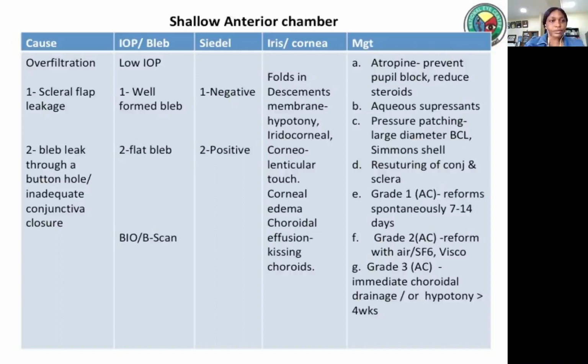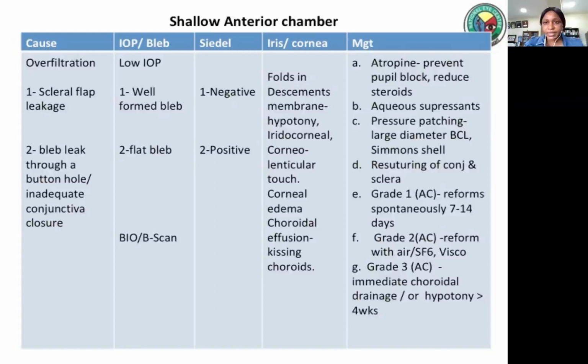Now, overfiltration can be due to scleral flap leakage. If there's scleral flap leakage, there will be a well-formed bleb, and the Seidel's will be negative. But if it is due to a bleb leak from a buttonhole that was not noticed and closed during the surgery, or if the conjunctival closure was not watertight, then you will notice that there will be a flat bleb and there will be a positive Seidel's test. In this case, most of the time, if it's just a bleb leak from a buttonhole, with conservative management, it resolves in about 5-7 days.